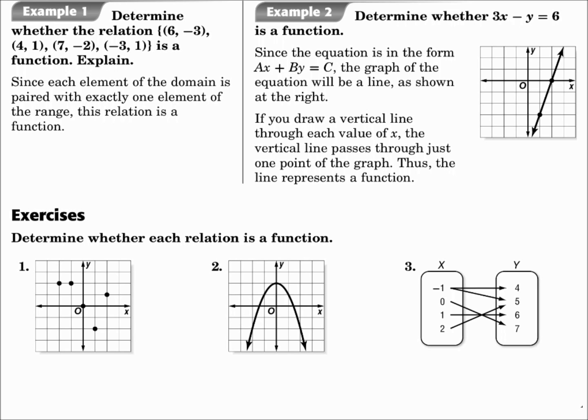Example 2, is that a function? Well, pass a vertical line through it. Does it ever hit the graph twice? It's fine there, it's fine there, it's fine there. No matter where you put a vertical line, it will only cross the graph once, so that's a function.